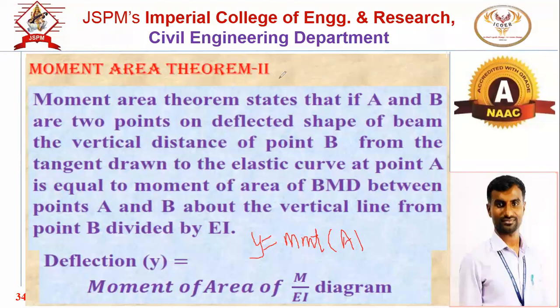So definitely there will be 2 points. Suppose this is point A, this is point B, and if I want to find the deflection of this point B, then I have to consider the moment of this particular area between point A and B, but consider the moment about the point where we want the deflection. The point at which you want to find the deflection, take the moment at that particular point only. Means consider the moment about the point where we want the deflection.